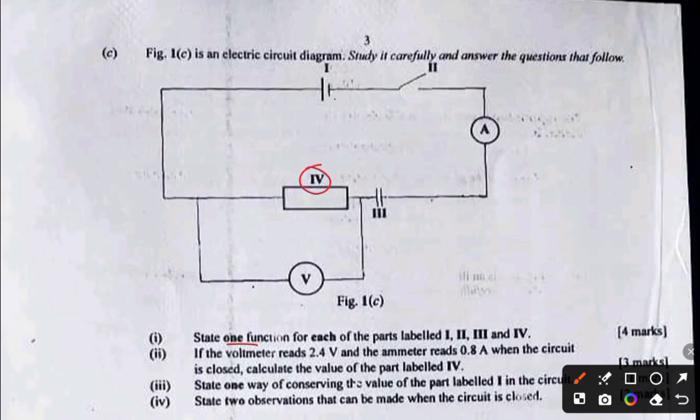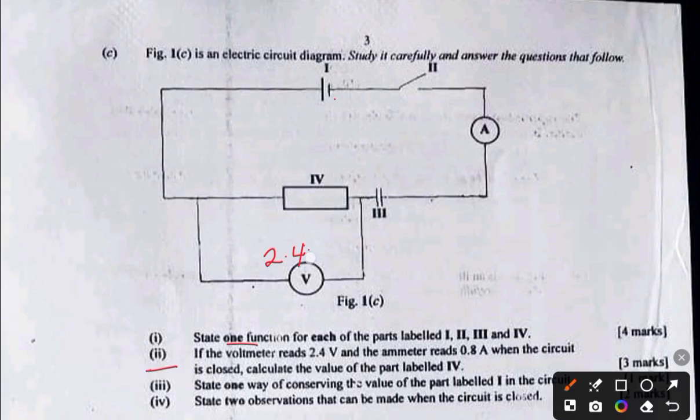Now the next question says that if the voltmeter reads 2.4 volts and the ammeter reads 0.8 ampere, we are supposed to calculate the value of the part labeled IV. So we are supposed to find the resistance. So, initially, they'll just go straight to the point: find the resistance. Right now, they want you to do more thinking. So let's work it out.